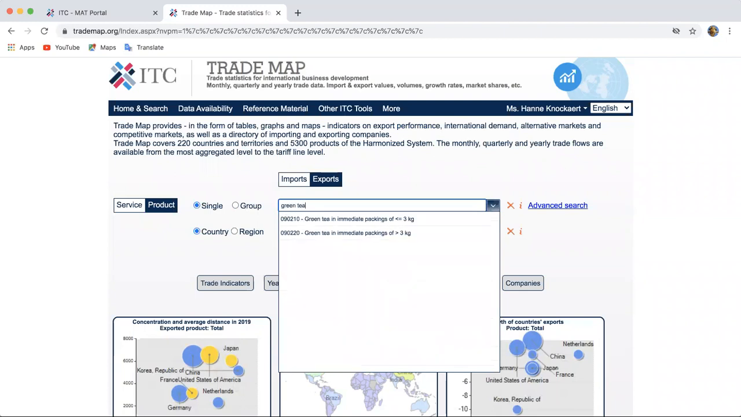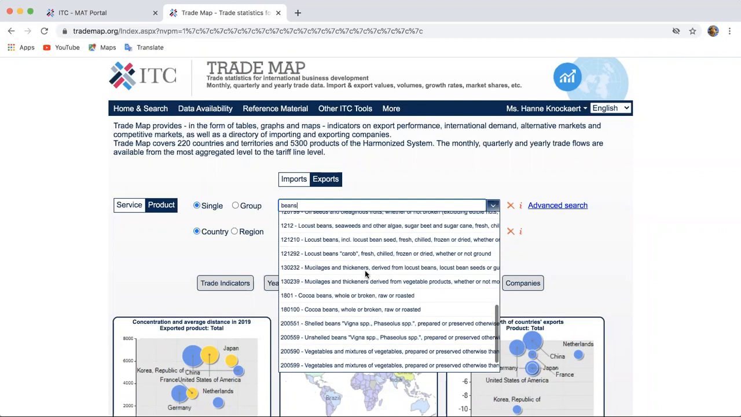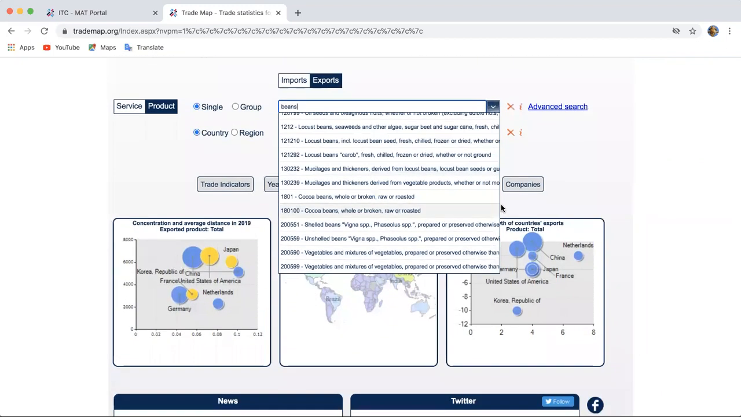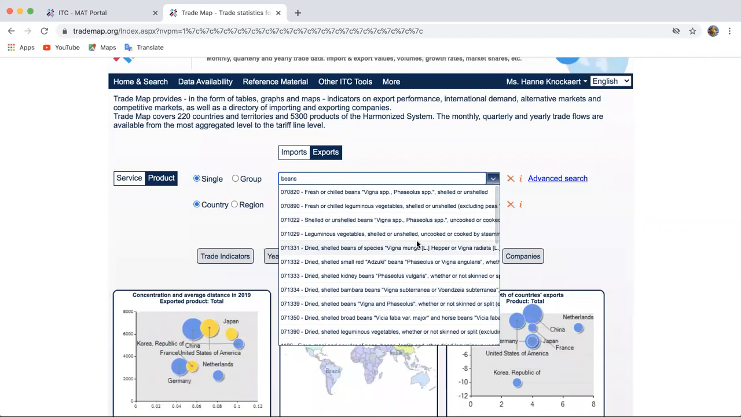So I type in green tea, and very easily I find the things that I'm looking for. So you have green tea in immediate packagings of less than 3 kilos or more than 3 kilos. But it's not always as easy as this. For example, if I want to look at beans, you get a huge list of many, many different codes. And it's very hard to figure out which code actually corresponds to what I'm looking for.